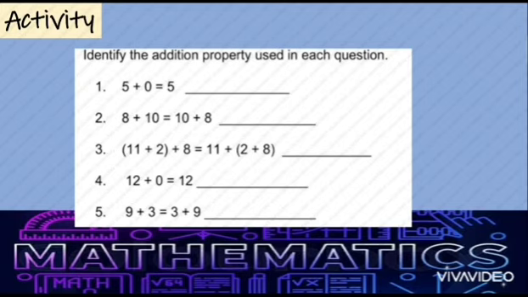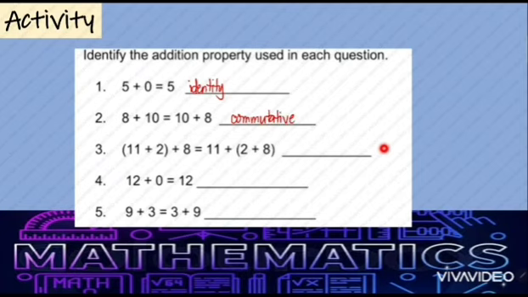Okay, let's answer. Number 1, 5 plus 0 is equal to 5. So, anong tawag sa property na yan? That is identity property of addition. Next, 8 plus 10 is equal to 10 plus 8. Anong property nga yan? That is the commutative property of addition.